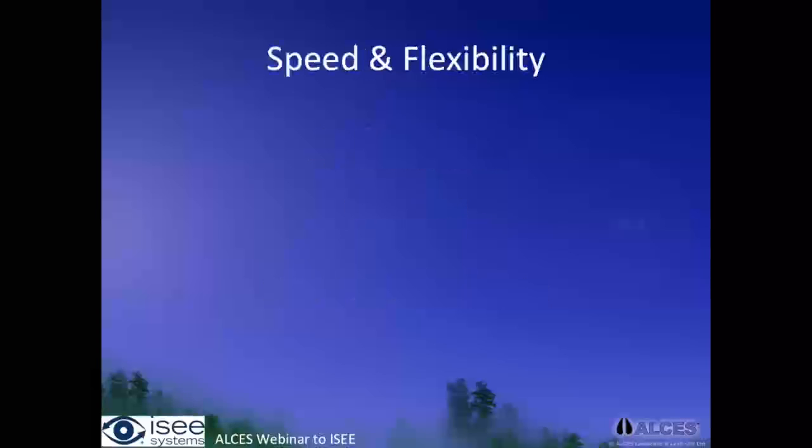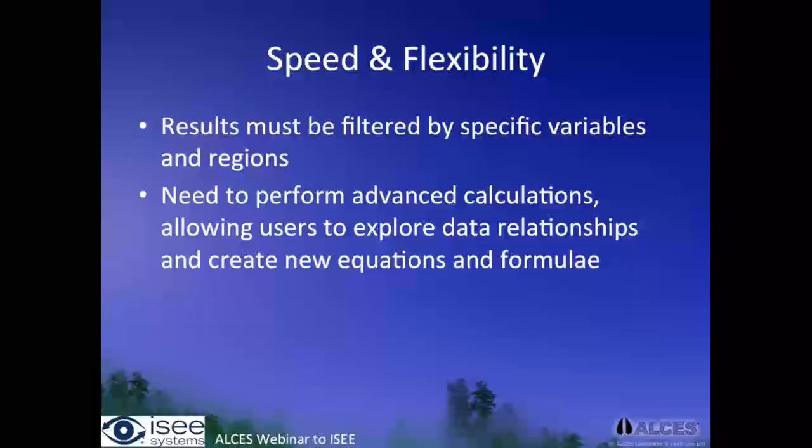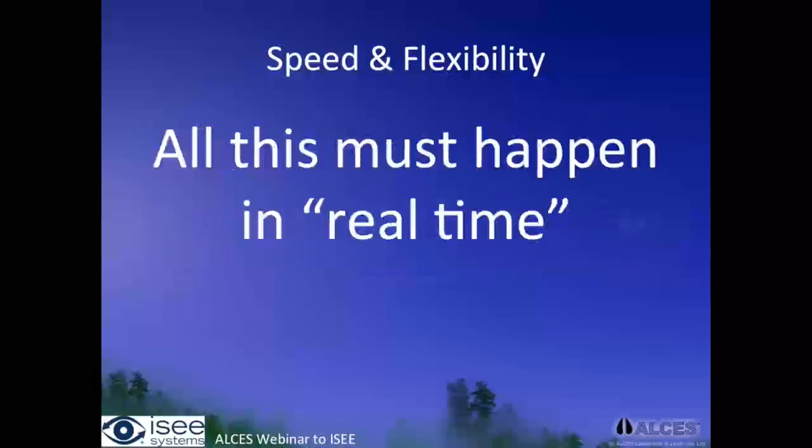And one of the most important pieces here is we talked about wanting to have it dynamic, engaging, and fast. So what does fast mean? So we need the results to be filtered by specific variables and regions so that it's meaningful for that end user. In addition to that, we want to be able to perform advanced calculations and further explore those data relationships so the users can actually create new equations and formulas, and all this has to happen in real time.